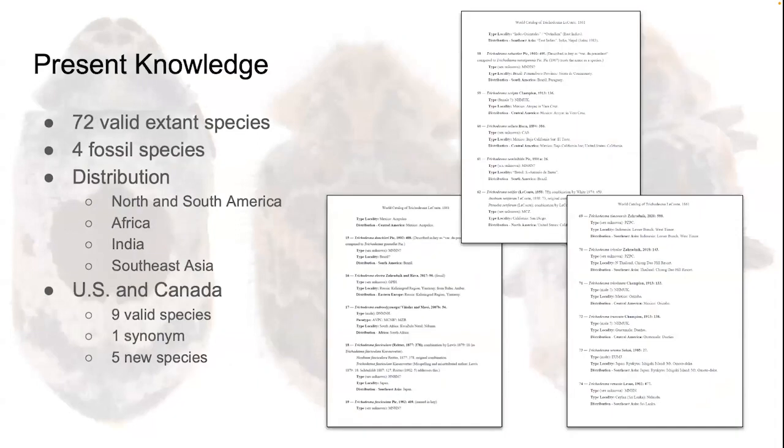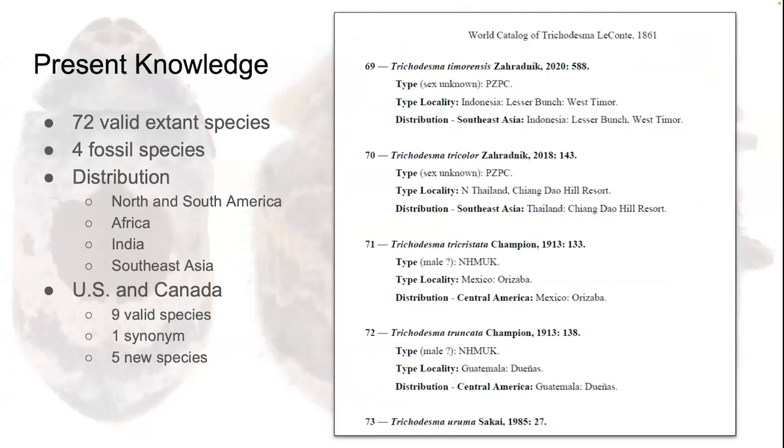So after diving pretty deep into this, I found out that there are 72 valid extant species in the world, four fossil species, distributed in North and South America, Africa, India, and Southeast Asia. For the US and Canada, there are nine valid species. One species needs to be synonymized, and I found that there are five new species. And I've thrown together a world catalog for the genus, and it's got type localities and where the types are deposited, and the distribution, if it's known.